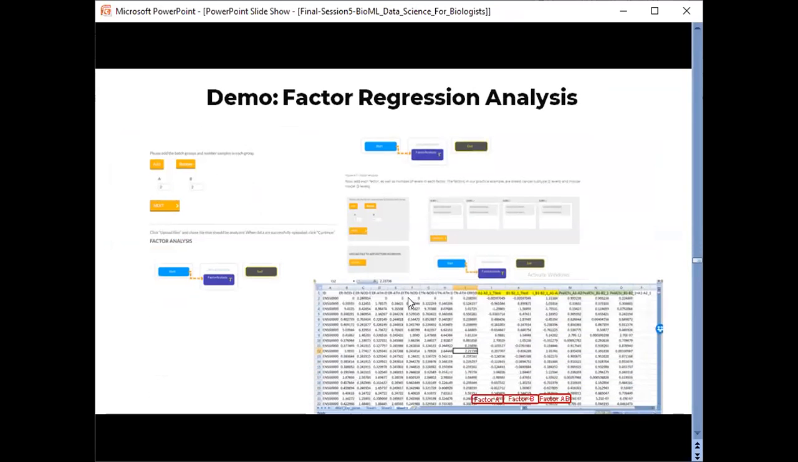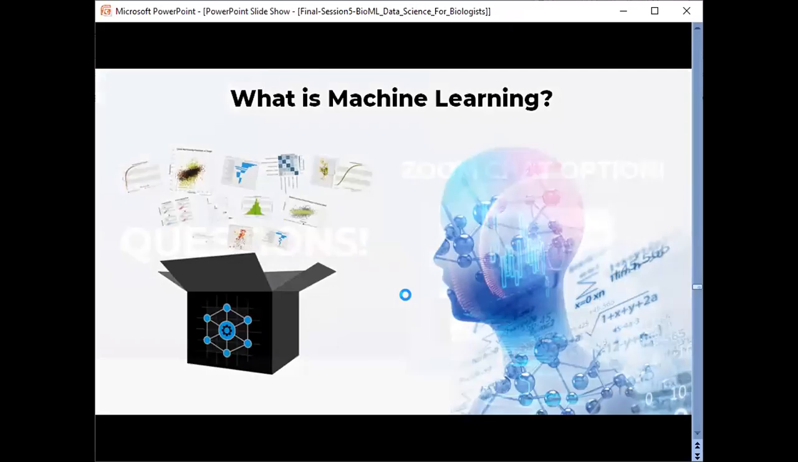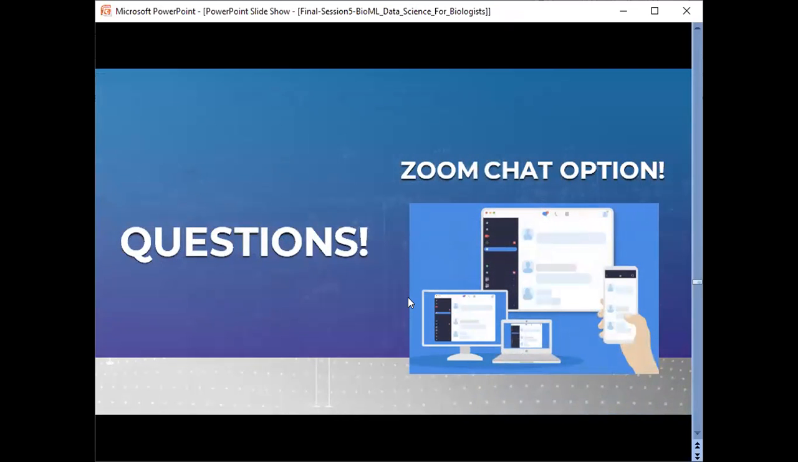So this is what the output represents: factor A, factor B, and factor C. If you have any questions until now, ask before heading into the next part.